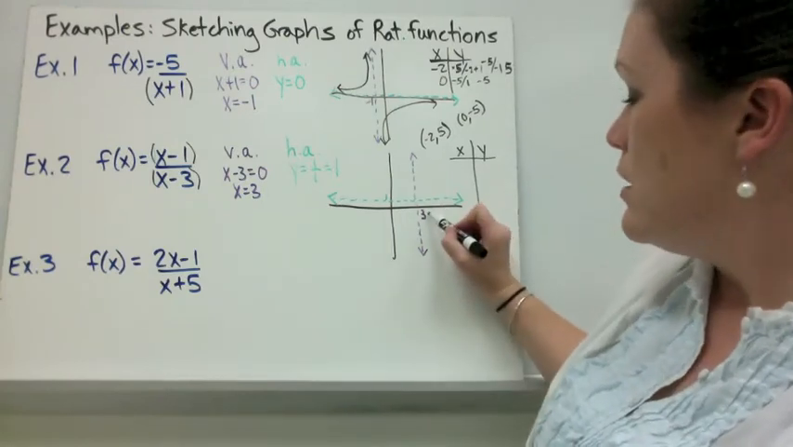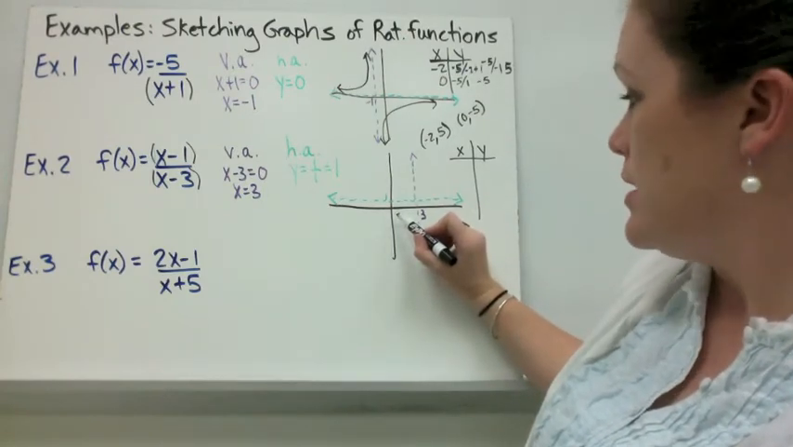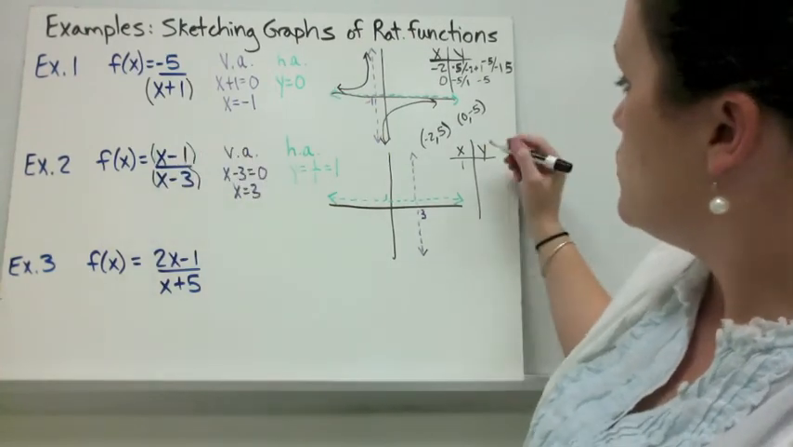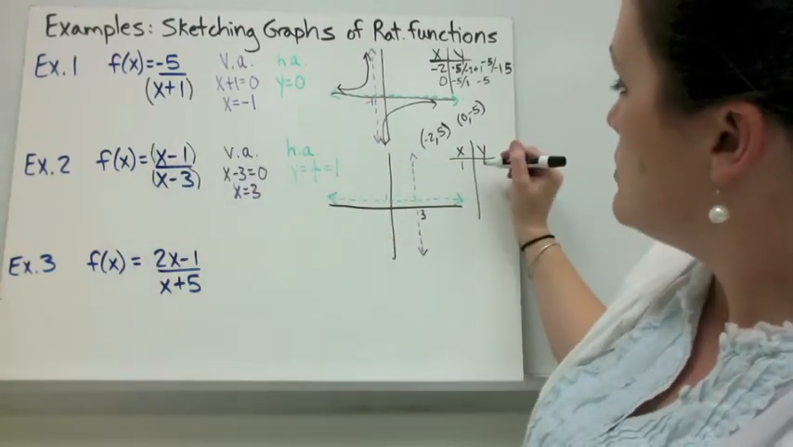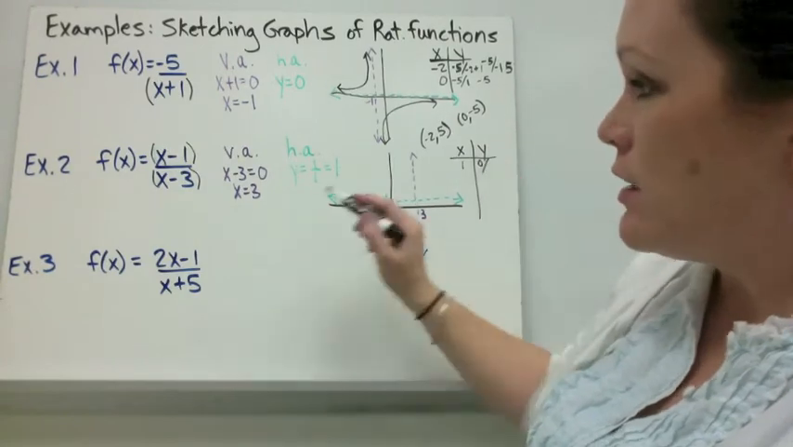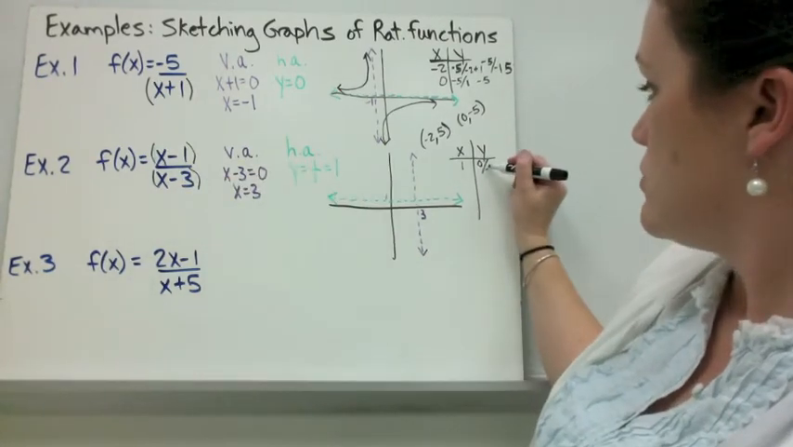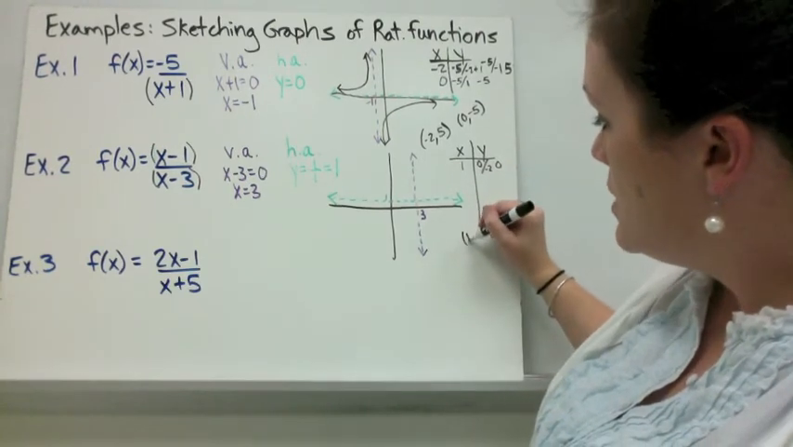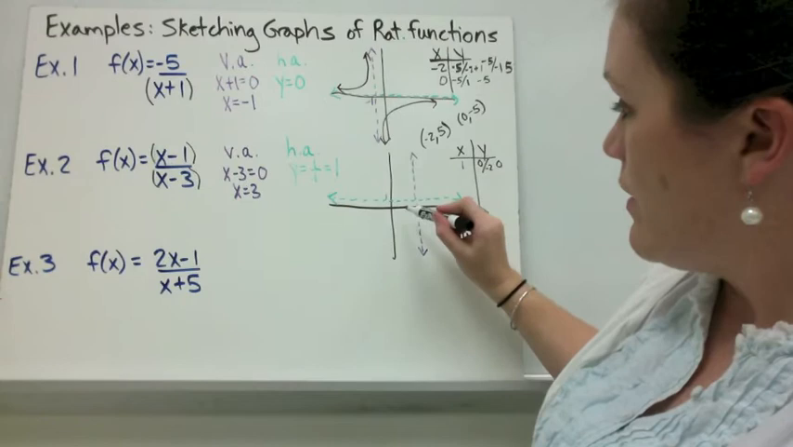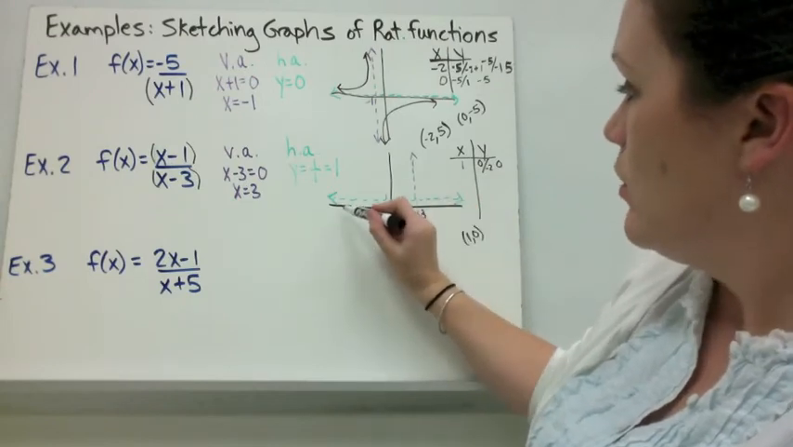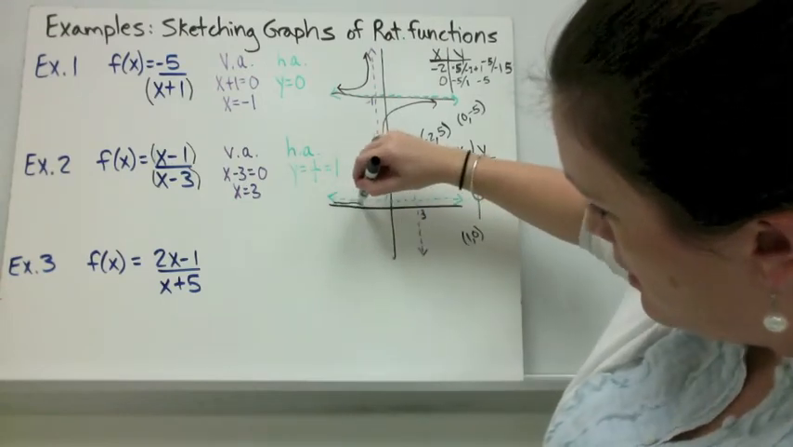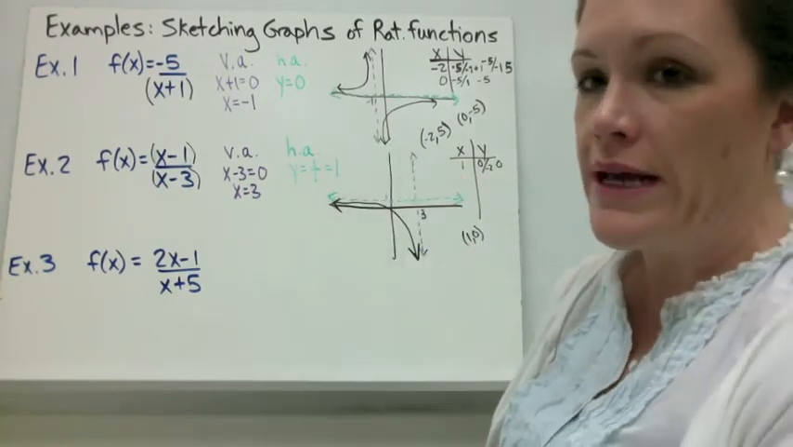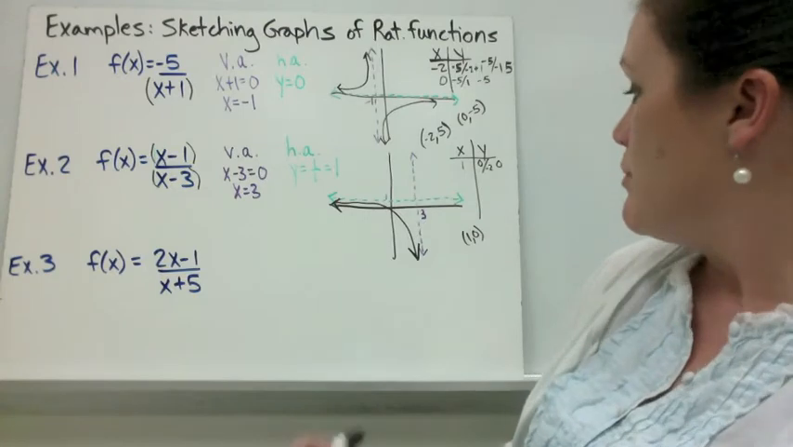A number that's less than 3 that would be easy to check would be something like 1. So what if we plugged in 1? 1 minus 1 would be 0. 0 divided by anything, which in this case would be -2, is still going to be 0. So if I have the point (1, 0) as part of my graph, I would go to (1, 0). So I know my graph would end up right about here. And then again, it looks like a little branch of a graph. You'll see it when you type it in your calculator.